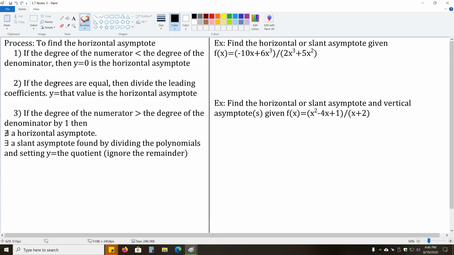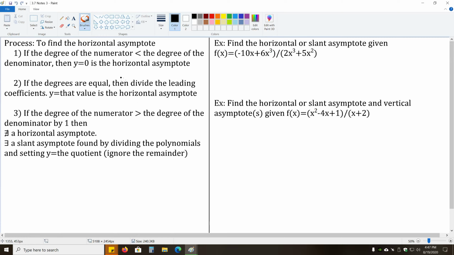From there, if the degrees are equal, then we divide the leading coefficients. Really, you can just divide the lead terms, but all you need are the lead coefficients, if you can remember that. So just divide the lead coefficients and set that value equal to y, and that is the horizontal asymptote.